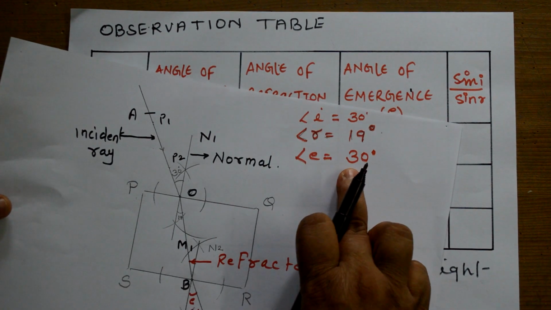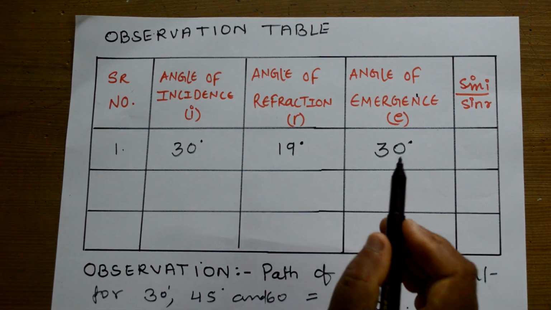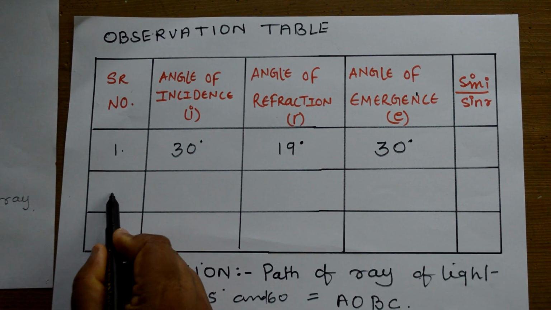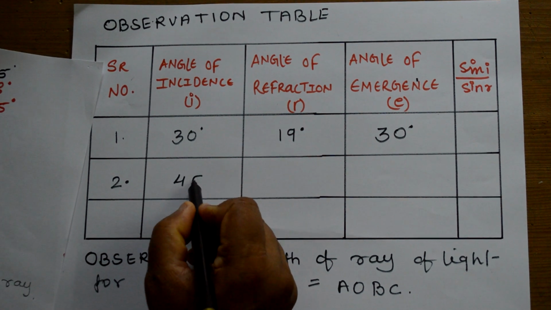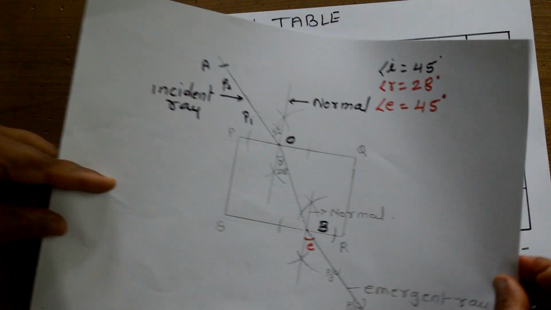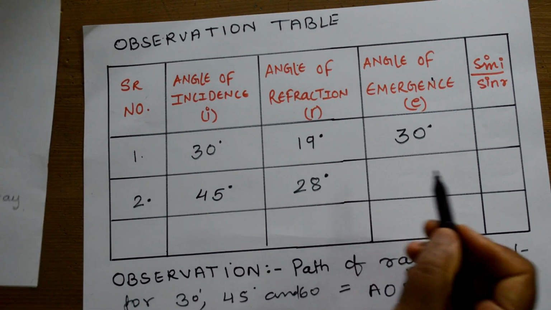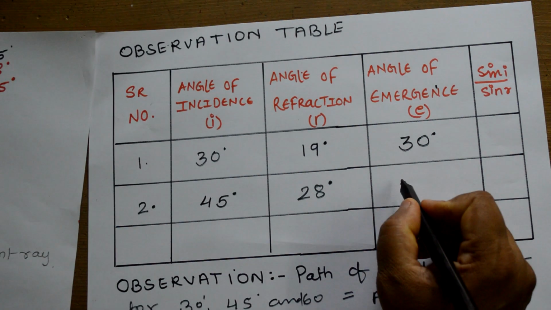The angle of emergence is 30 degrees. For 45 degrees, second reading, the angle of incidence is 45 degrees, so the angle of refraction is 28 degrees. The angle of emergence is 45 degrees, which we measured.